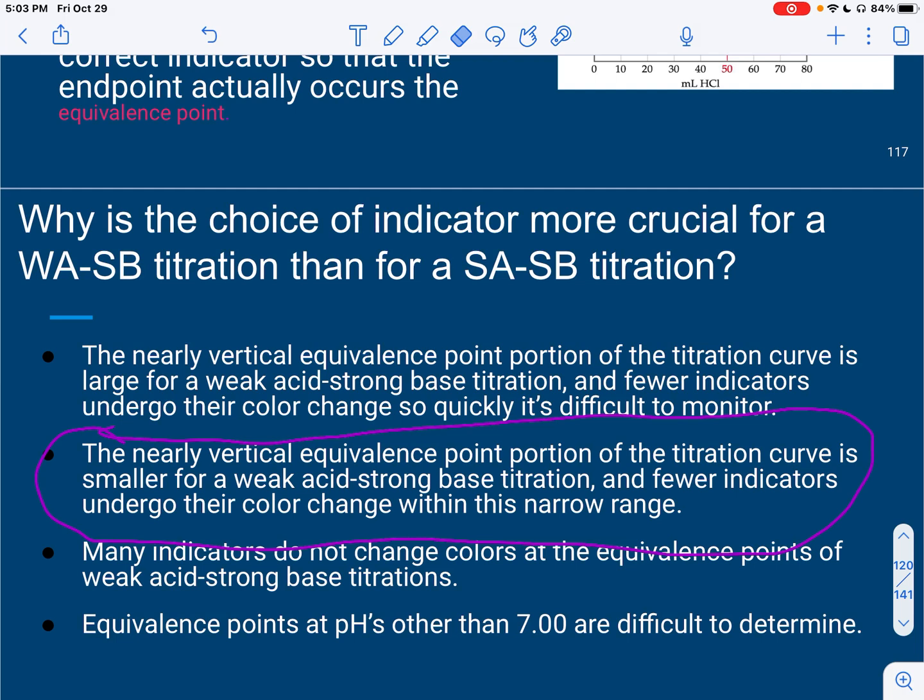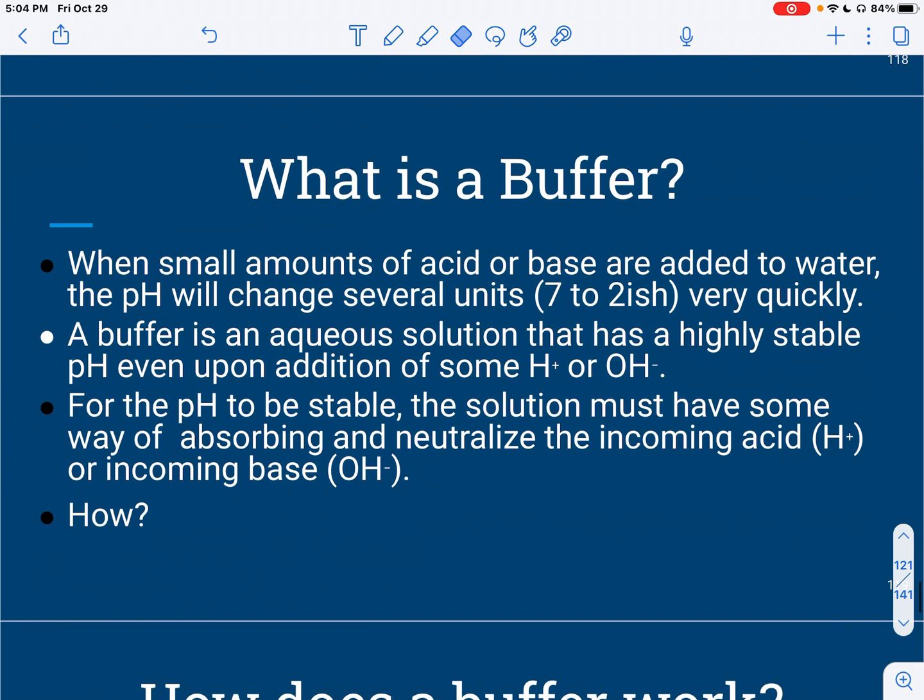Not a ton of stuff to do with that. But you're definitely going to want to make sure that you know how to do that. So let's start talking about buffers.